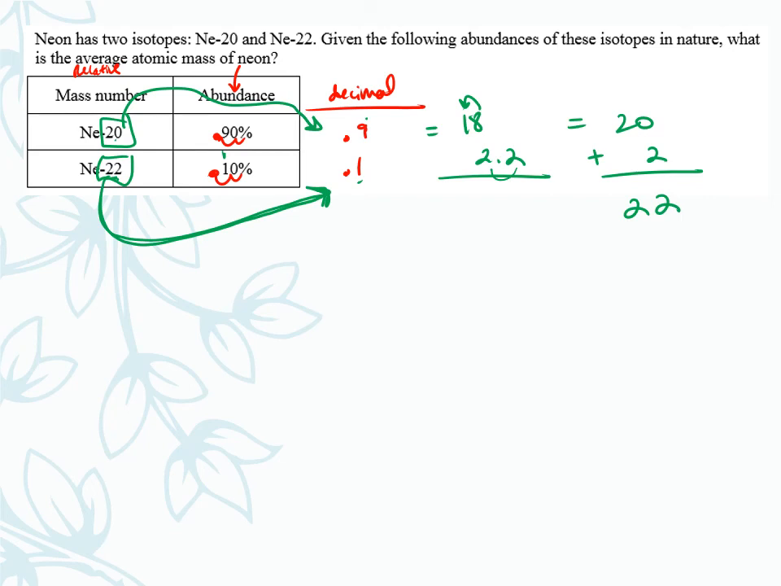But I need to check my sig figs again. When I add, I look at the last sig fig in each piece of data. That's the 10s, that's the 1s. That 0 doesn't count because there's no decimal. And so I'm going to round this to about 20. This is my answer. 20 is about the relative or weighted atomic mass of neon. And if you look at the periodic table, it's a little bit over 20. But rounded to only 1 sig fig is going to be just about 20.